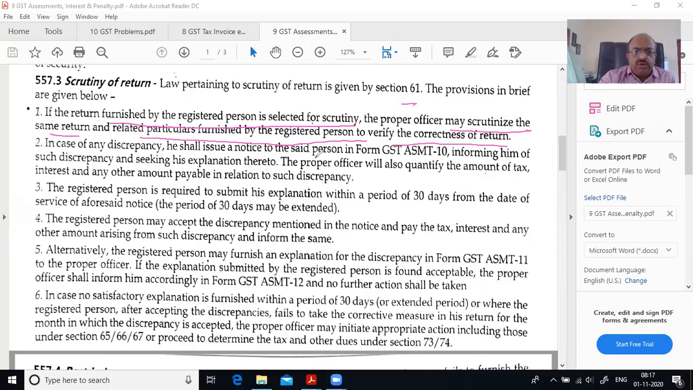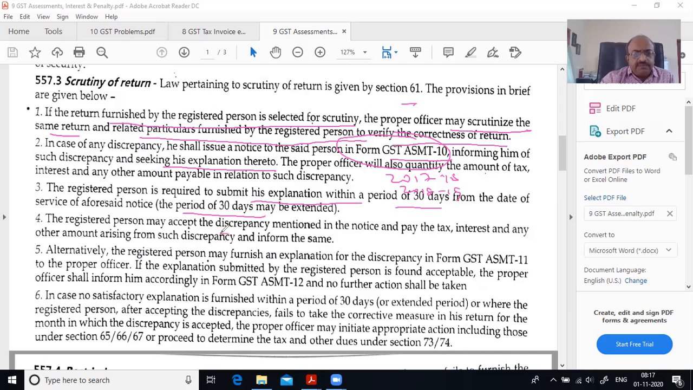He shall issue a notice to the said person in GST ASMT 10, informing him of such discrepancy and seeking his explanation thereof. A registered person is required to submit his explanation within 30 days from the date of the aforesaid notice. Lots of notices are being sent now. Lots of notices for 2017-18, 2018-19. So many notices have been issued.